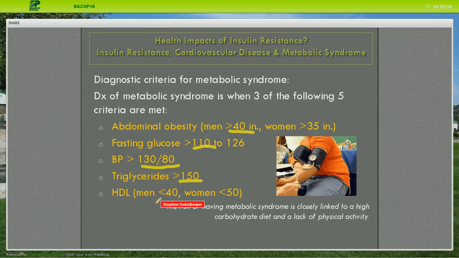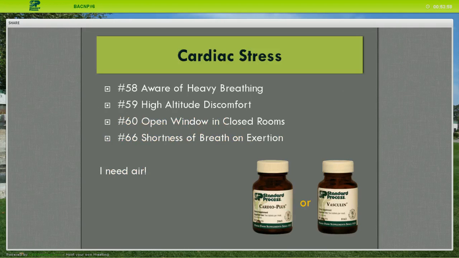And if their HDLs are too low, if they're below 40 for men and below 50 for women, and they meet 3 of those 5, or 4 or 5 of those 5, this is a person who is clearly going to become diabetic, and as a result is going to have a much higher cardiovascular risk. So now that we've talked and examined our patient, let's look at their symptom survey.